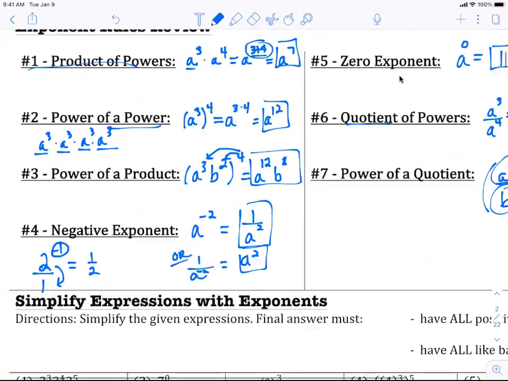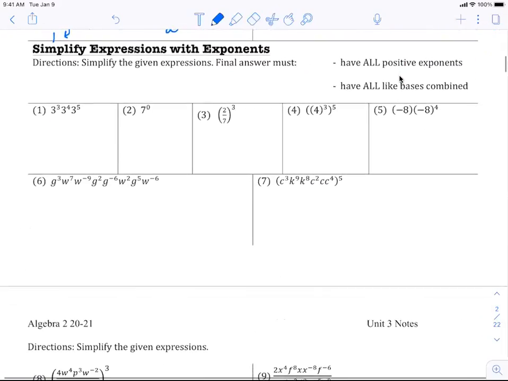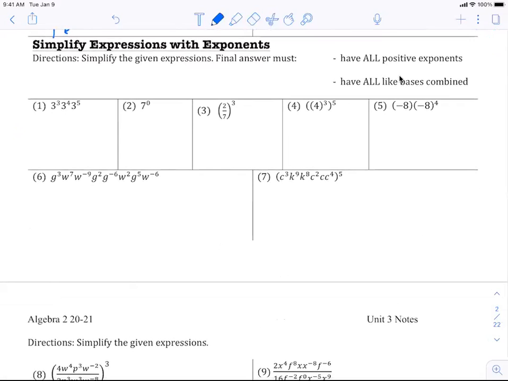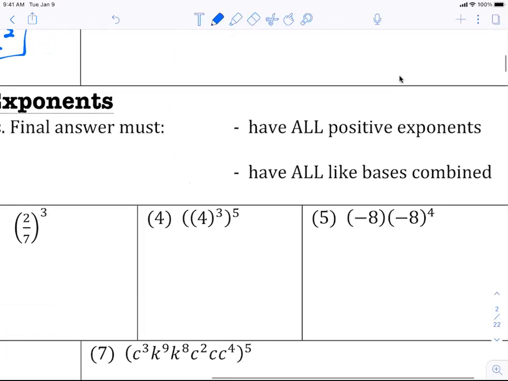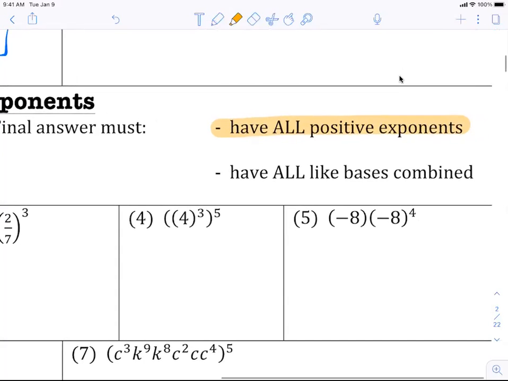Okay. So at the end of the day, the goal for the rest of today is that we're going to be simplifying different types of expressions that involve exponents. There are always two things you have to keep in mind for your final answer. First, all exponents have to be positive. If you have a negative exponent somewhere in your problem, it just means you have to move it to the other side of the fraction and then simplify. And last but not least, all like bases have to be combined.